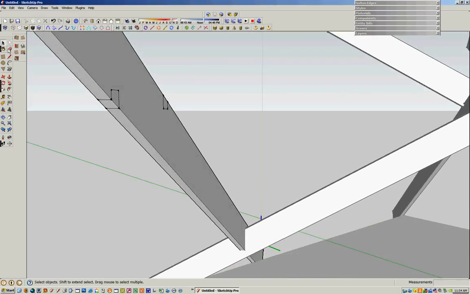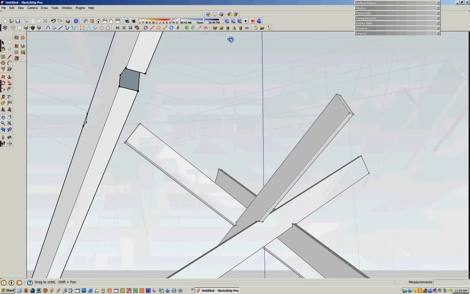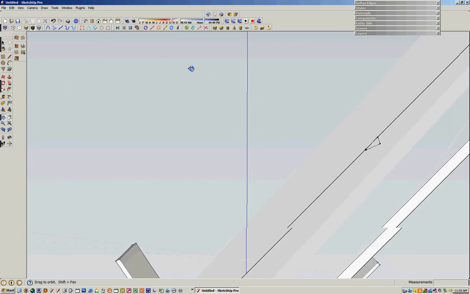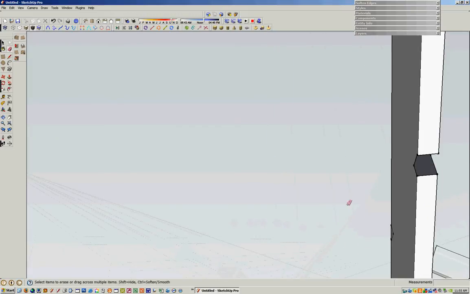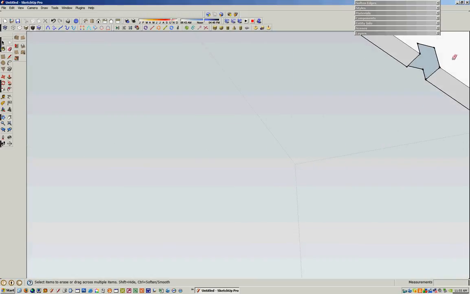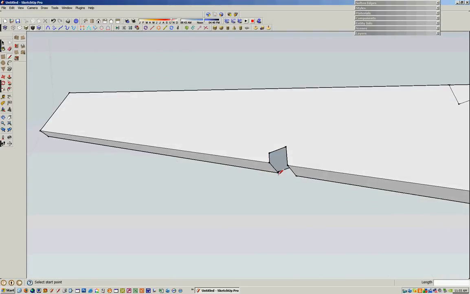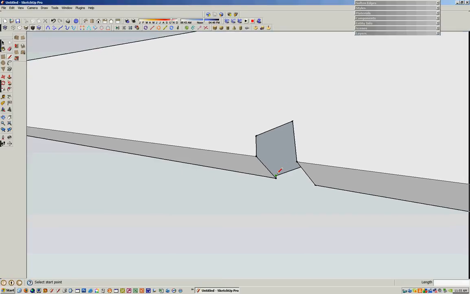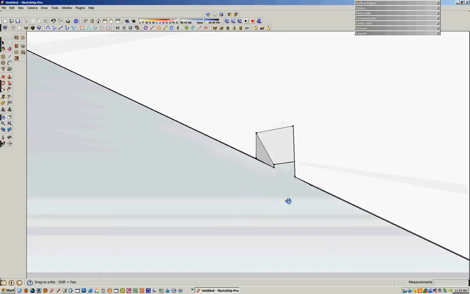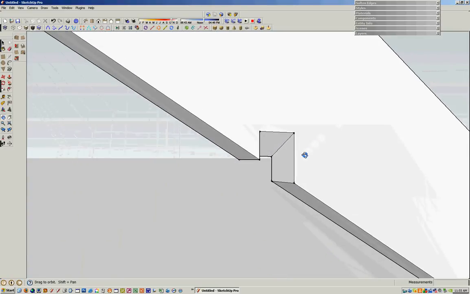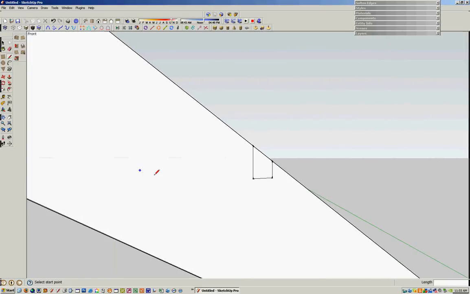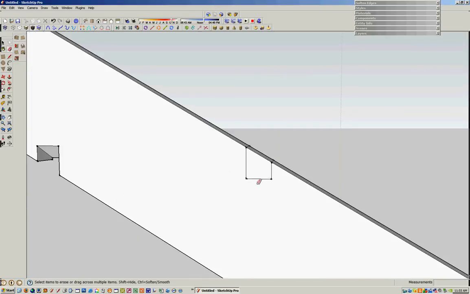So if you erase these lines and connect, you've got to get twisted around so you can see this correctly. Connect those dots. There's your cut. Look at that. Is that cool or what? We can get rid of this one because we're not cutting into the top of the rafter, because that would be a bad idea.